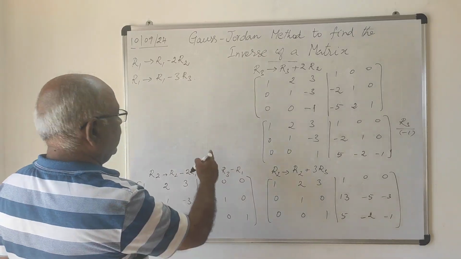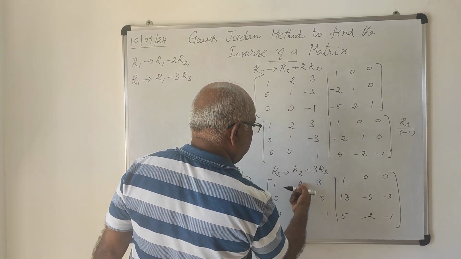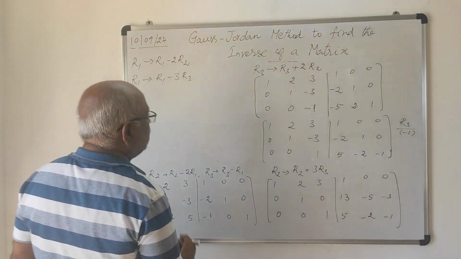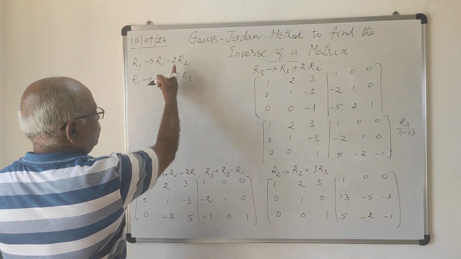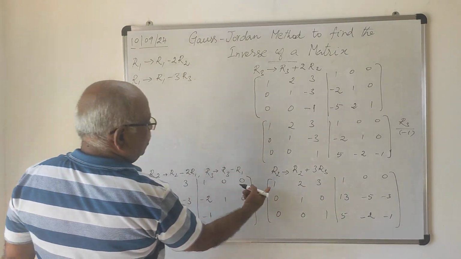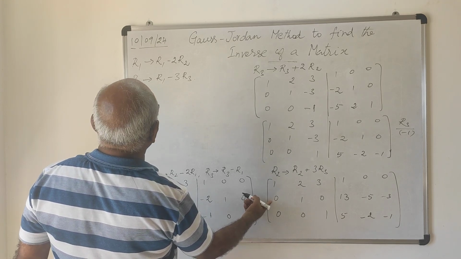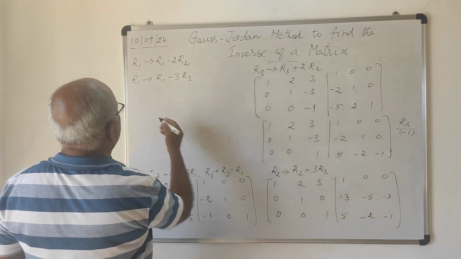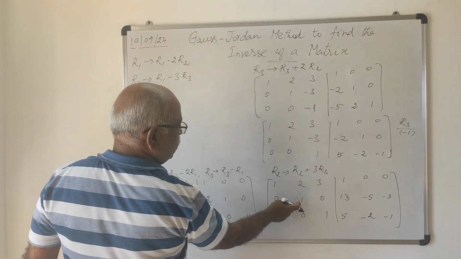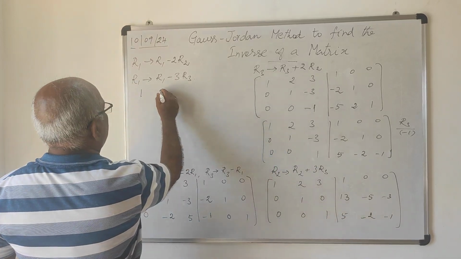Next, from this step, I am going to convert these 2 and 3. These 2 become 0 and 3 becomes 1. Then only it becomes an identity matrix. For that, R1 is R1 minus 2 R2. Minus 2 into R2, 2 into 0, 0. 1 minus 0, 1. 2 R2 is 2, 2 into 2 minus 2, 0.